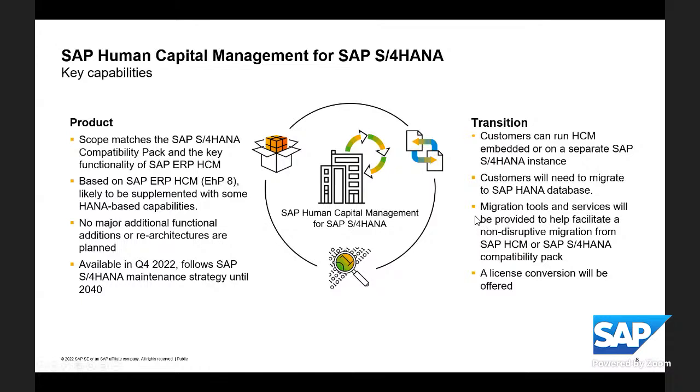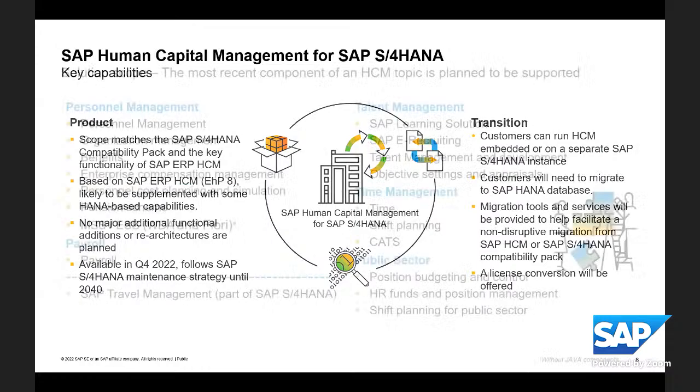And for the migration, I will touch on this a little later, we have some tools and also some specific HCM content to support customers in the migration from the ECC system to an S/4HANA system. Also, the license conversion is something we are working on at the moment. So can I give some ideas of how it looks like? But it will be available on the price list in Q4 once the release is then available.